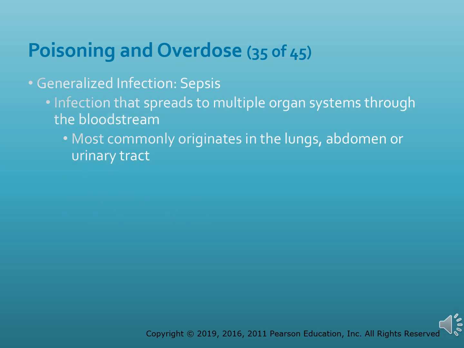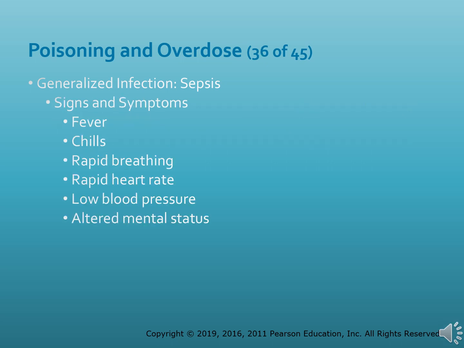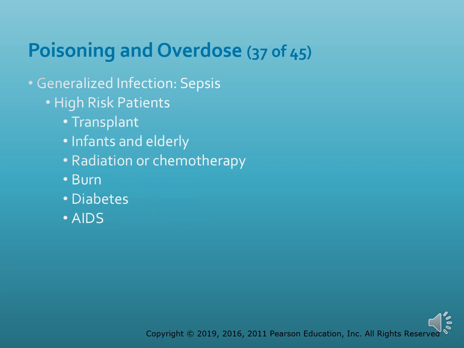All right, so sepsis is an infection that spreads to multiple organ systems through the bloodstream. It most commonly originates in the lungs, abdomen, or urinary tract. Again, they can have symptoms and signs of fever, chills, rapid breathing, rapid heart rate, low blood pressure, and altered mental status. High-risk patients include transplant patients, infants and elderly, radiation or chemotherapy, burn patients, diabetes, and AIDS.